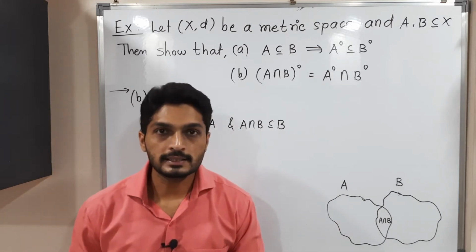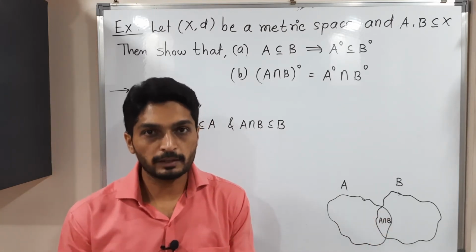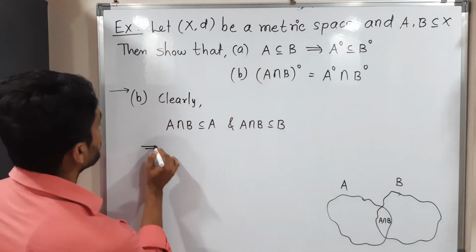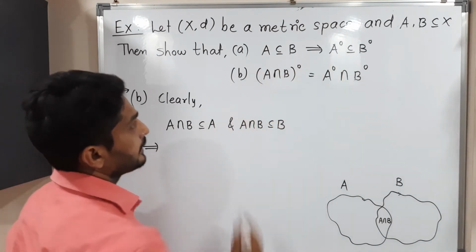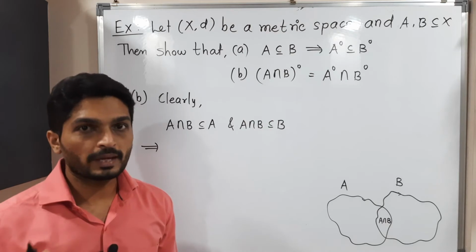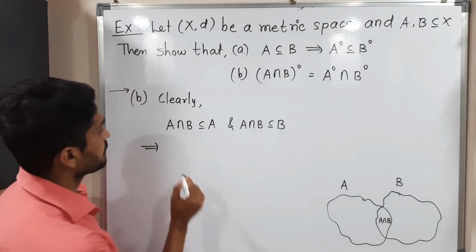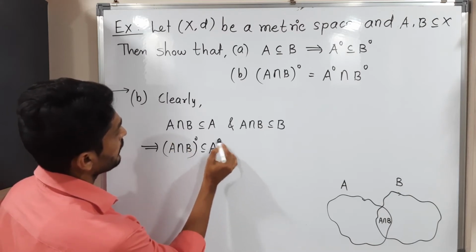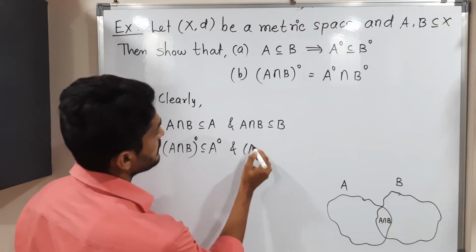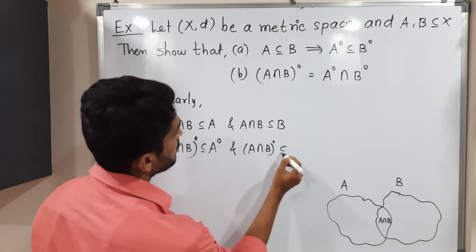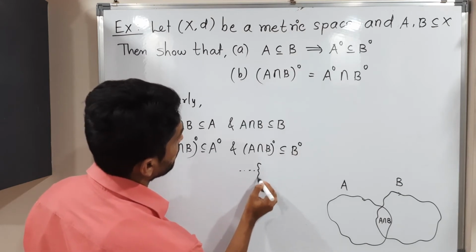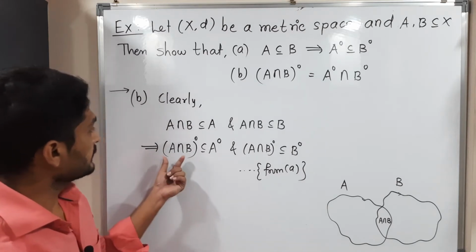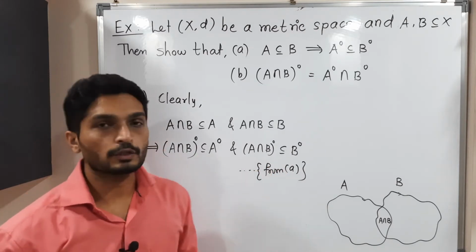In this diagram, you can easily see A intersection B, that means the common part of A and B. It is a subset of A as well as a subset of B. So if I apply the first part, if A is a subset of B, then for the interiors also we have the same relation. So therefore (A intersection B) interior is a subset of A interior. And we will have the same thing: (A intersection B) interior is a subset of B interior. We can write it from part A. See, this is a subset of A interior, and this is a subset of B interior.